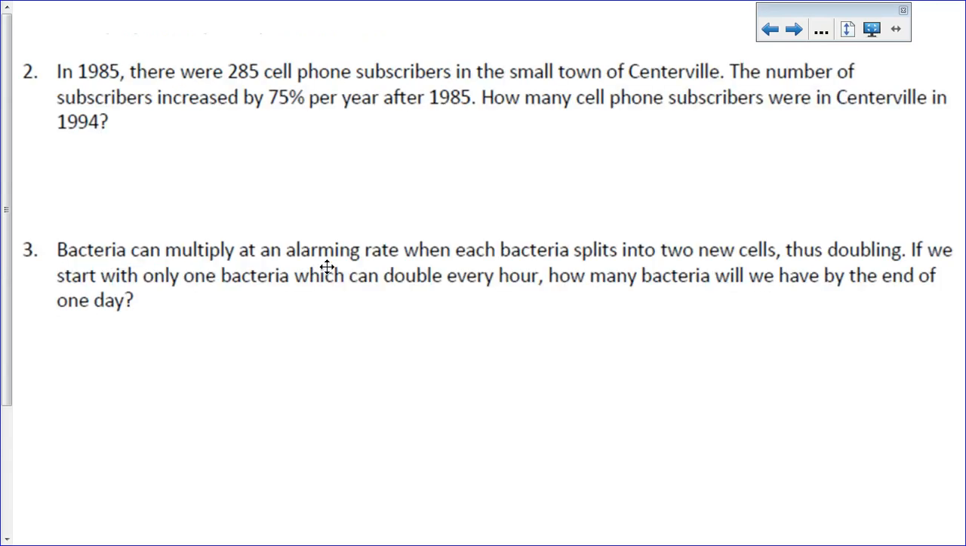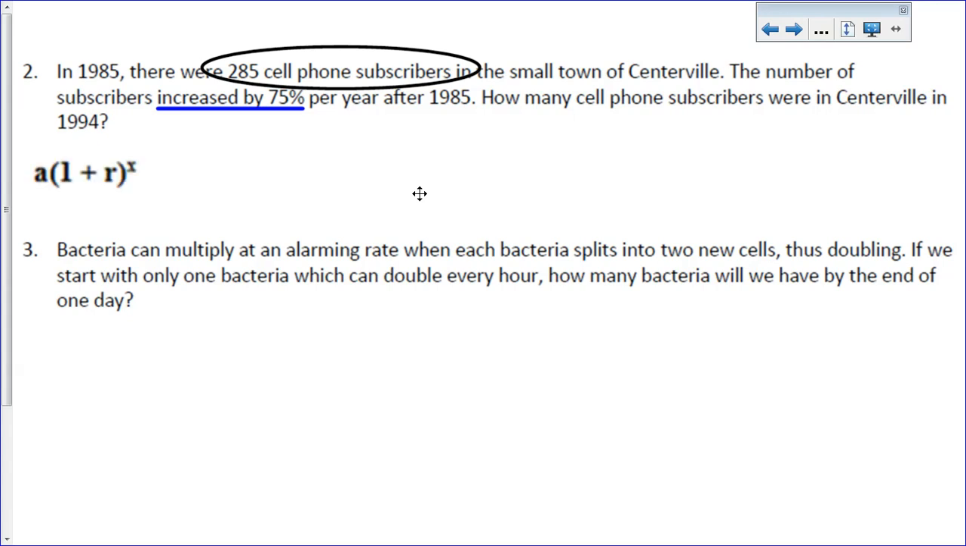So just a couple more examples. These aren't actually on your papers, but they'll help you get some of the other problems done. In 1985, you had 285 cell phone subscribers, and it increased by 75% per year. So those are important values. You would want to use the growth formula since it's increasing. 285 is your original, 75% is 0.75. That would be your formula. You could rewrite it as 1.75 if you like.